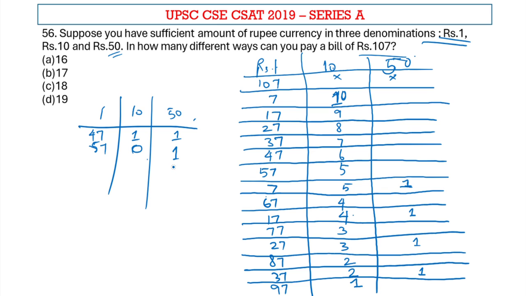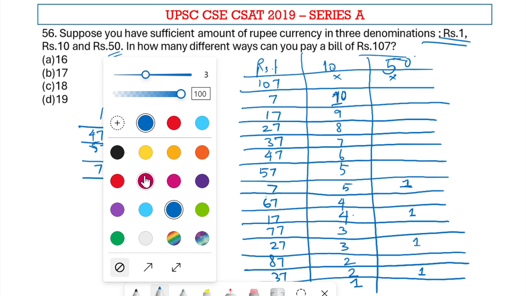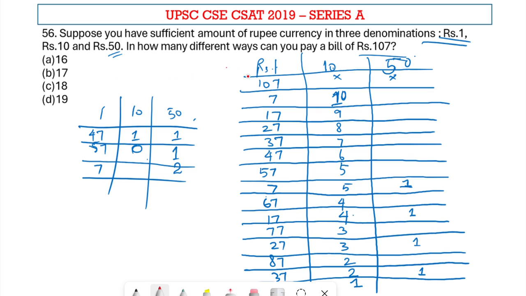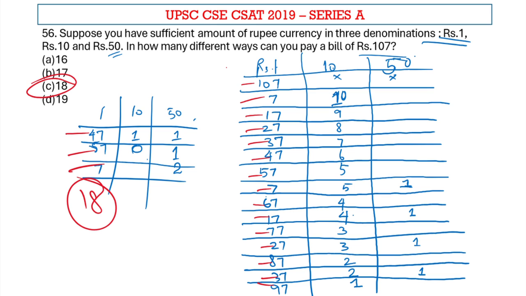Now if I want to use 2 50 rupee notes, this will add up to 100. The remaining 7 rupees can be paid by 1 rupee. So these are the only possible values. We have exhausted everything. So if we calculate the number of ways that we have listed, it'll add up to 1, 2, 3, 4, 5, 6, 7, 8, 9, 10, 11, 12, 13, 14, 15, 16, 17, and 18. So option C is the right answer.